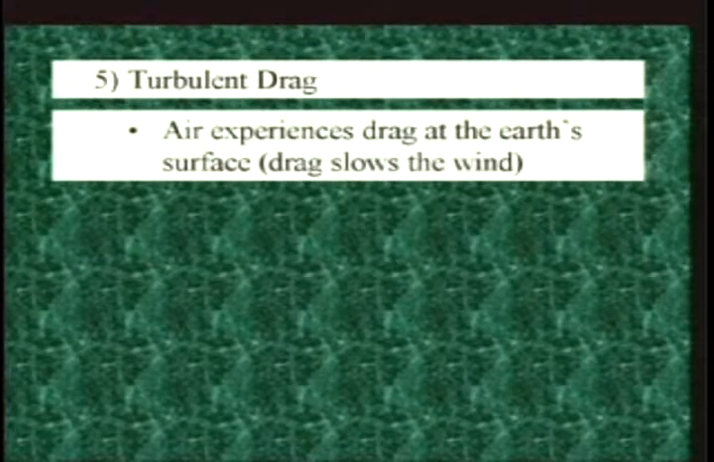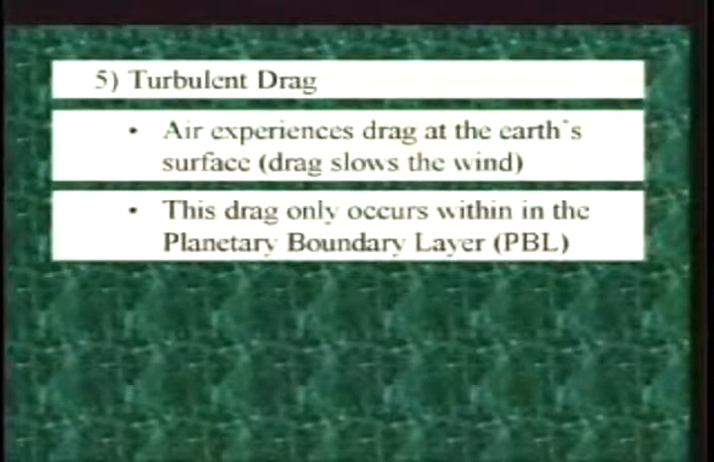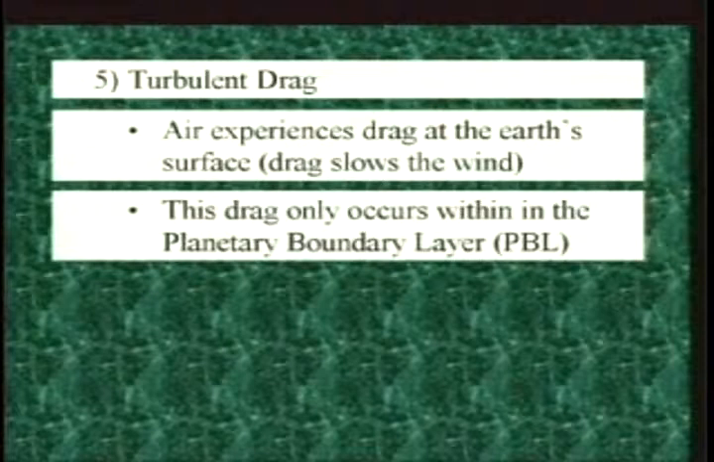If we have an open field versus a highly urbanized area, downtown area versus a wooded area, we'll have different types of drag. And there's actual values that you can assign based on the type of drag and the type of terrain that you're dealing with. So the wind obviously will be slowed or allowed to flow faster given different situations. This drag only occurs within the planetary boundary layer. We haven't talked about the planetary boundary layer yet. We'll get into a lot more detail with it in the actual next section.